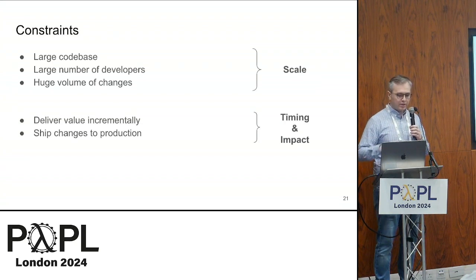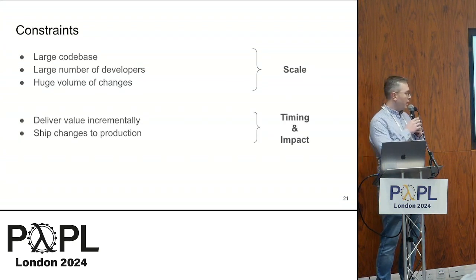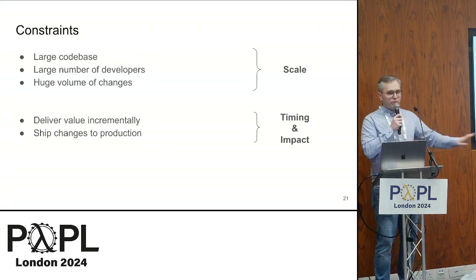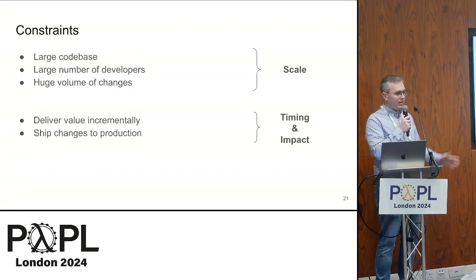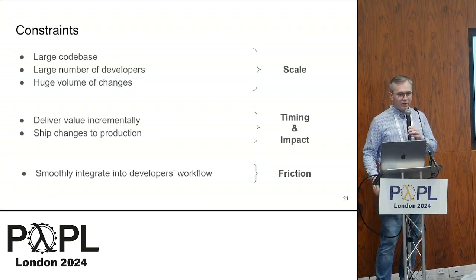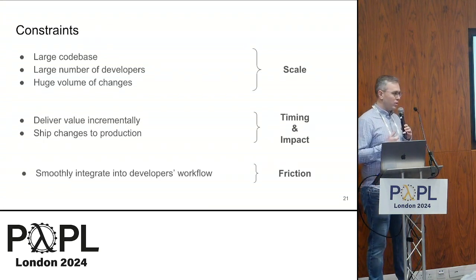Then there was this constraint about timing and impact. We couldn't really disappear for 2 years to come up with this grand unified theory of nullness in Java. We really had to deliver the value incrementally and ship changes to production code from the get-go. And finally, we had to smoothly integrate into the developer's workflow.